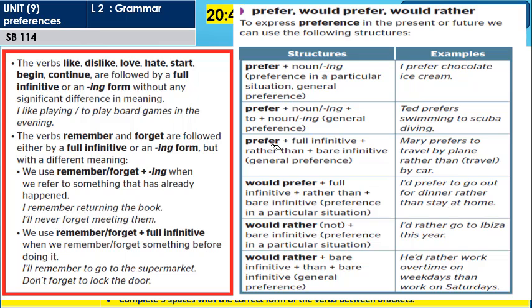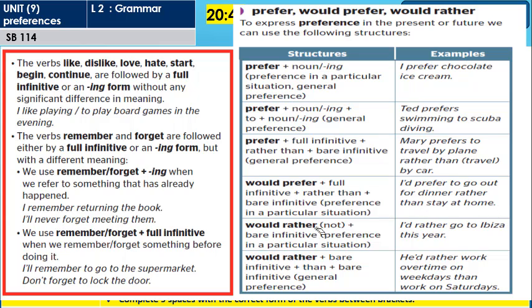Prefer can be followed by a full infinitive, then rather than, then a second bare infinitive. Again, here it is a general preference. Mary prefers to travel by plane rather than travel by car. Would prefer followed by a full infinitive, followed by rather than, followed by a second bare infinitive, is used to express a preference in a particular situation. I'd prefer to go out for dinner rather than stay at home this time.